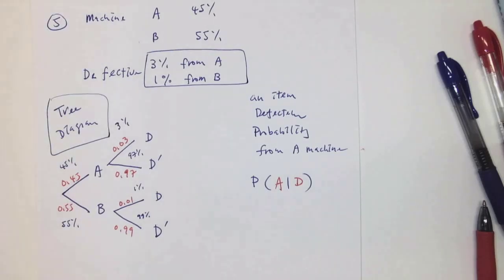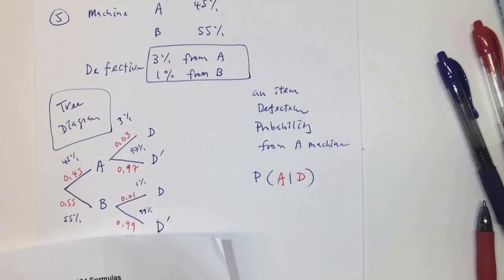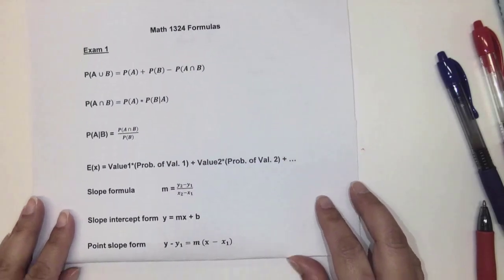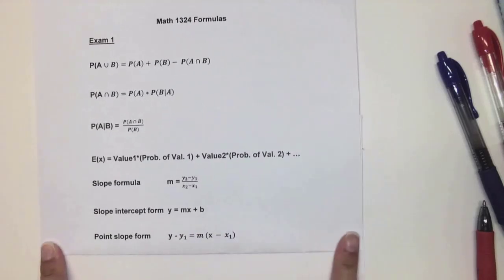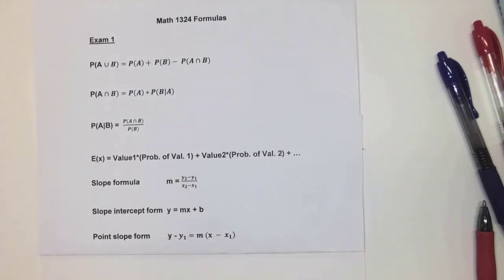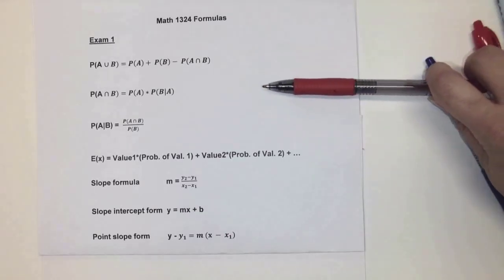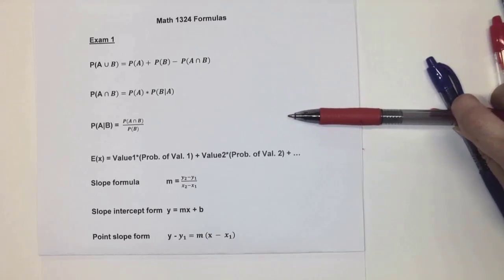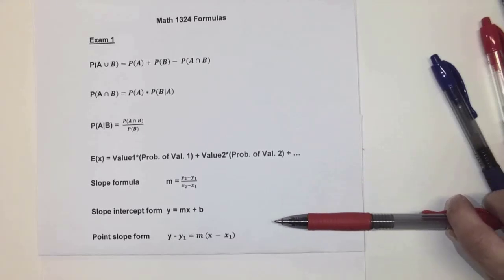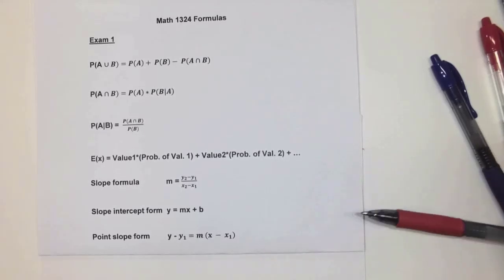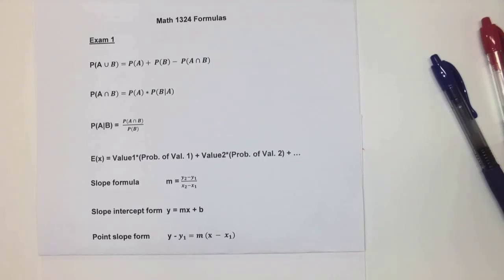I want to show you real quick, and if you want to take a picture, you can. These are the formulas that I'm going to give you on Thursday. I can try to upload it to D2L. So this is the probability formulas, the given conditional probability, expected value, slope formula, slope-intercept form, point-slope formula. Those are all the formulas that will be given to you, and you need to know how to use them.